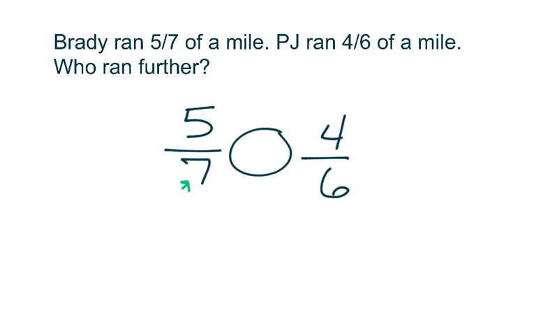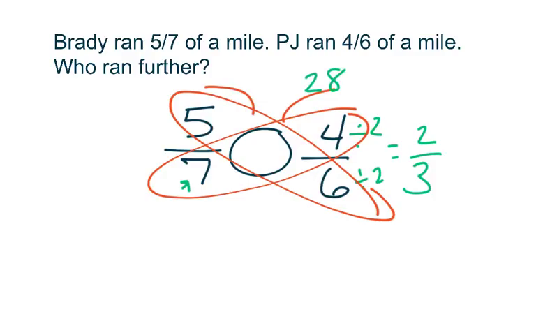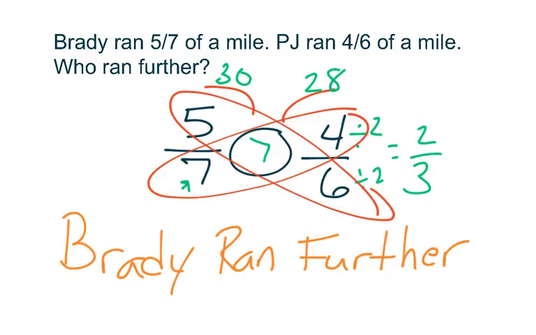I see here that this is a prime number, so 5/7 is already simplified, but for this I could divide by 2, and that would give me 2/3. Does that help me at all? Not a super lot, so then maybe I go to my butterfly method to go ahead and check and determine which of these fractions is greater. 4 times 7 gives me 28, and 5 times 6 gives me 30, and 30 is greater than 28. So who ran further? Brady ran further because 5/7 is greater than 4/6.